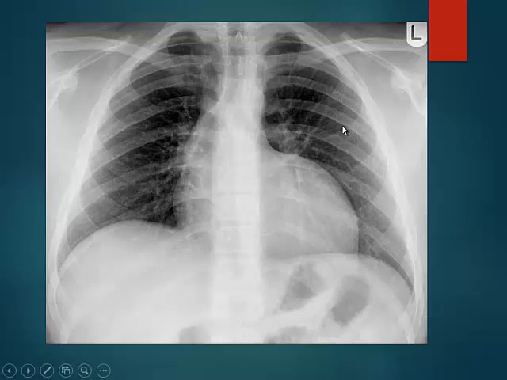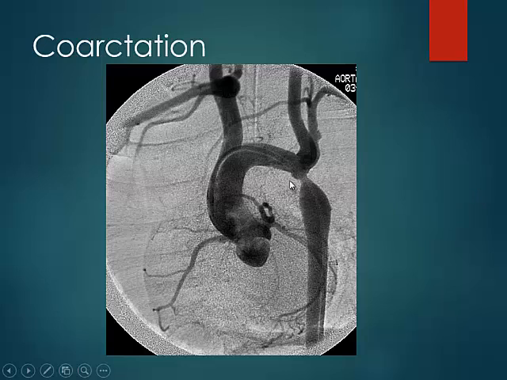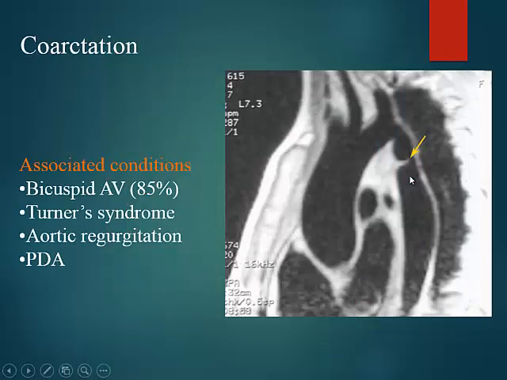If you look at the inferior rib margins here, this is a patient with coarctation. There's some undulation of the inferior rib margins. It's a patient with coarctation of the aorta. That's the typical site of coarctation, distal to the left subclavian artery origin. Coarctation is quite commonly associated with bicuspid aortic valve, and also with Turner syndrome. Aortic regurgitation is generally secondary to the bicuspid valve, and patients can also have PDA at the same time as coarctation.